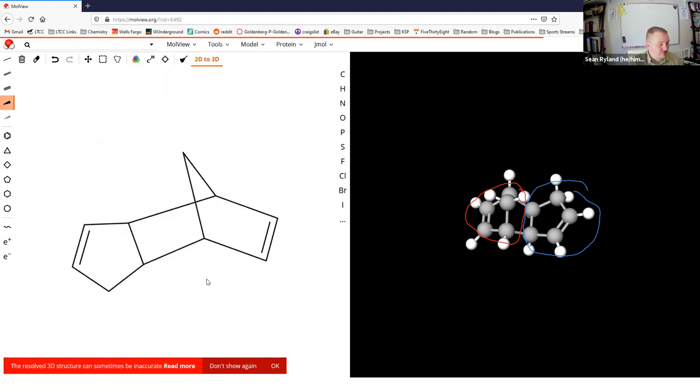And if we have MolView clean this up, it'll actually redraw it for us in a way that looks less intuitive. But you can see this kind of distorted boat shape, and boat in terms of cyclohexane conformers. Here's our boat. Two ends of the boat are linked by a carbon in the middle. That's this carbon.